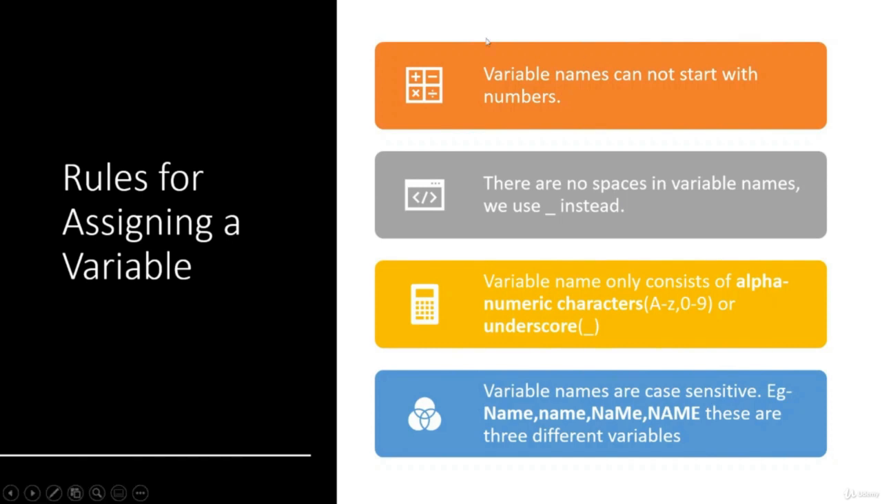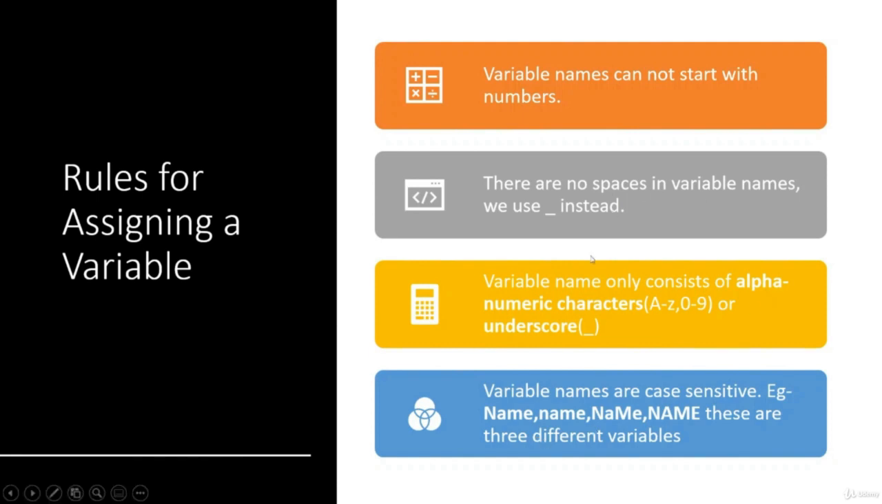Then there is the second rule. There are no spaces in variable names. We use underscore instead. Otherwise, that becomes two different words, and Python gets confused about what is what. So we don't use spaces. Instead, if we want to show a space between two words, like your income, you can write it like your_income. If you write your space income, Python will be confused about which one of them is the variable, so it will give a syntax error.